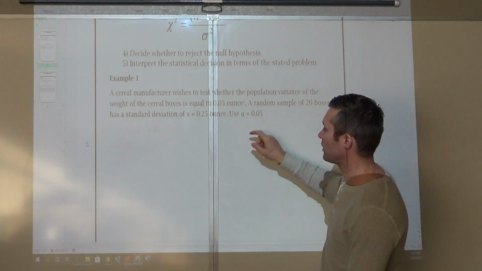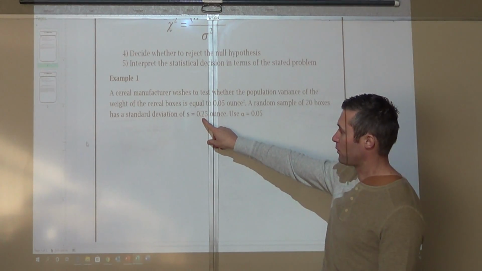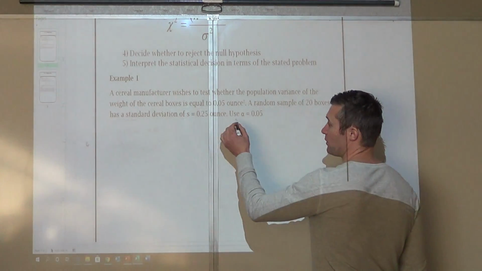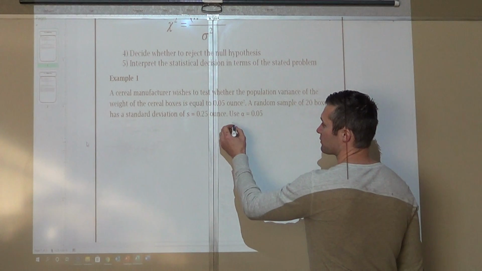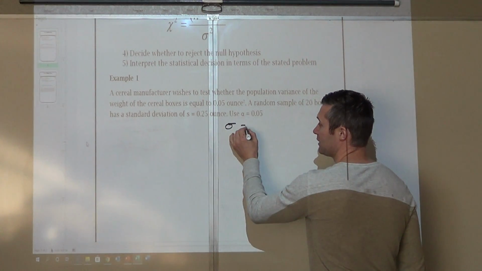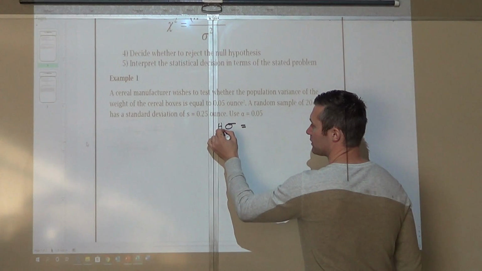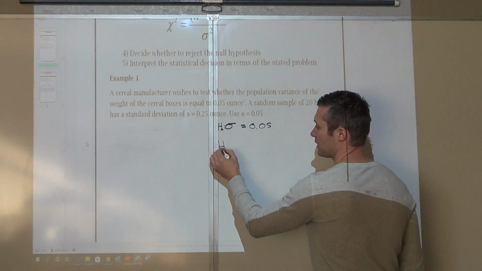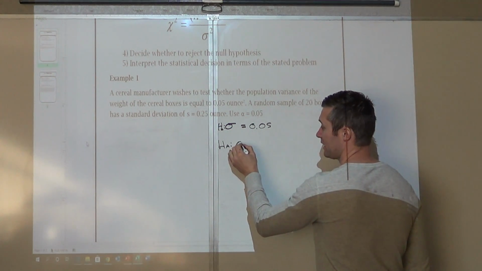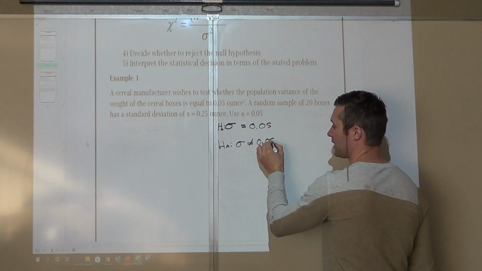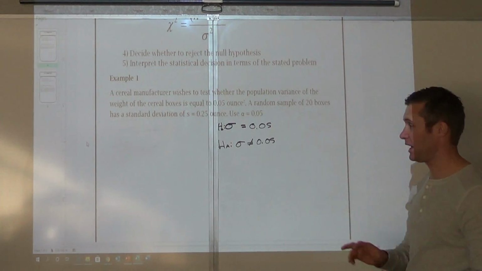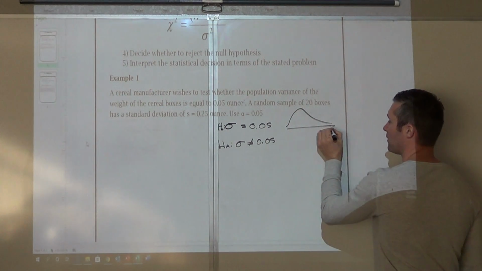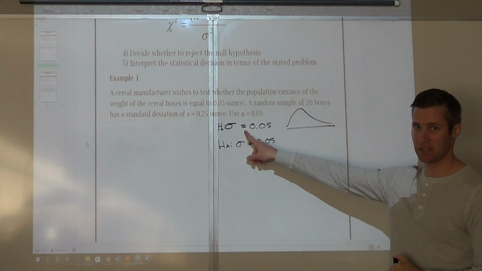A random sample of 20 boxes has a standard deviation of 0.25. So we want to test, is it equal to 0.05? We'll say the null is that theta is equal to 0.05, and our alternative is that theta does not equal 0.05. It's a different test or chart that we're using, so this is right skewed. This is a two-tailed test because it is equal.